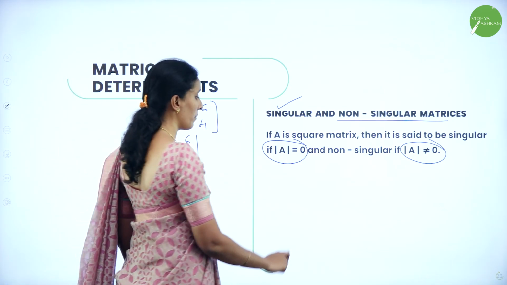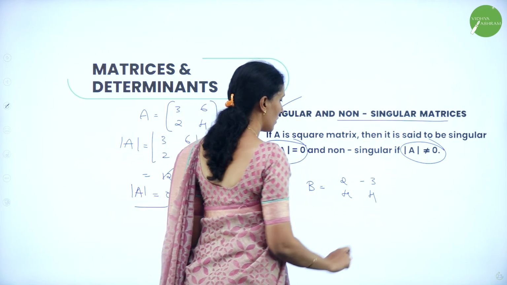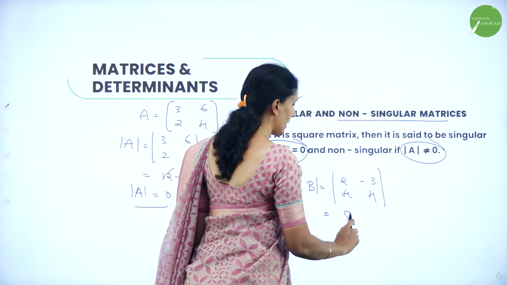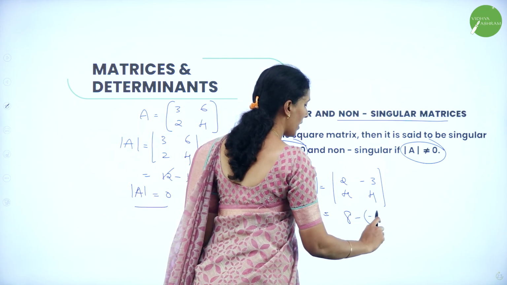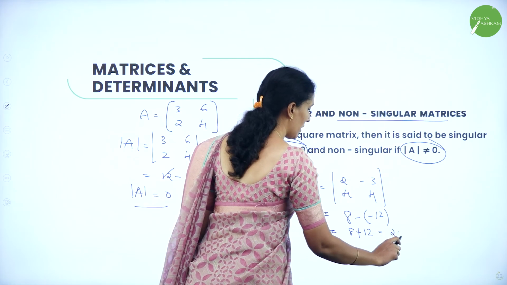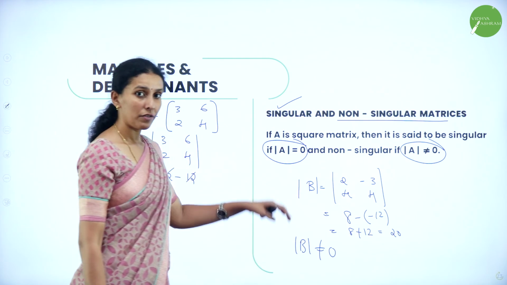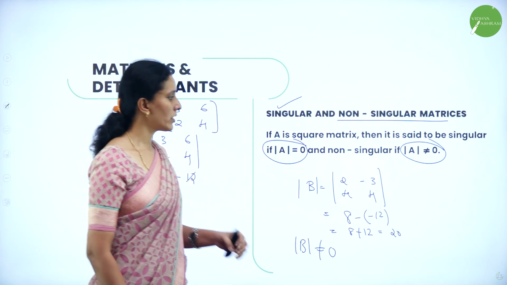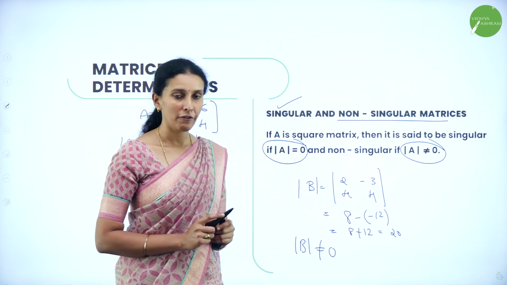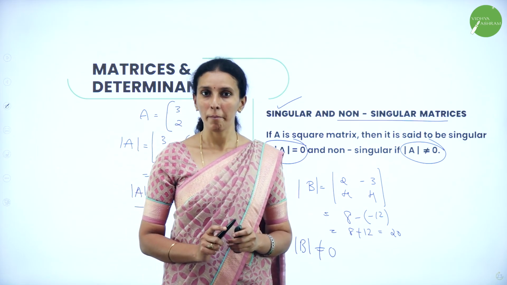So next let me take one more example. Matrix B, 2, minus 3, 4, 4. So let me take the determinant of B. So 2 4s are 8 minus 4 minus 3s are minus 12. So that is 8 plus 12, which is equal to 20. Here the determinant of B is not equal to 0. So if the value of the determinant is not equal to 0, then they are called non-singular matrices. So therefore here A is a singular matrix and B is a non-singular matrix.